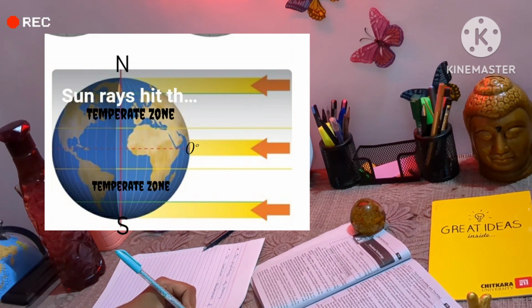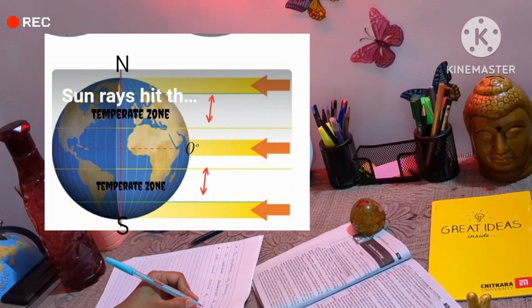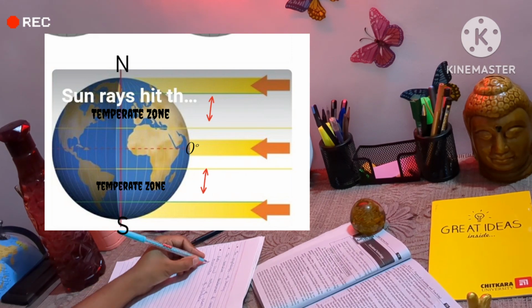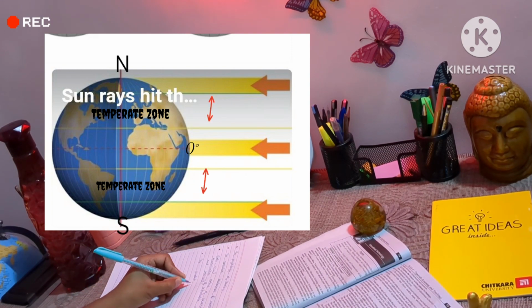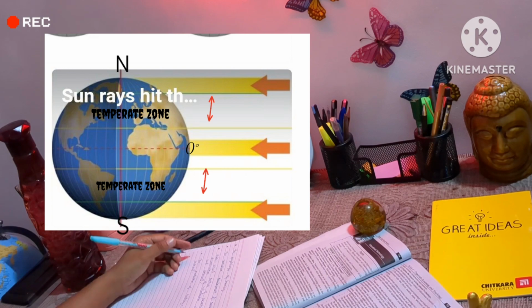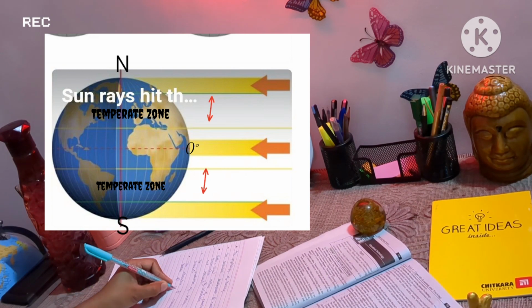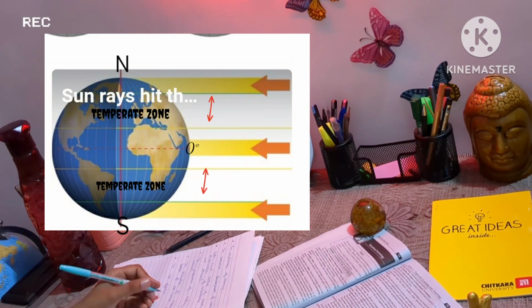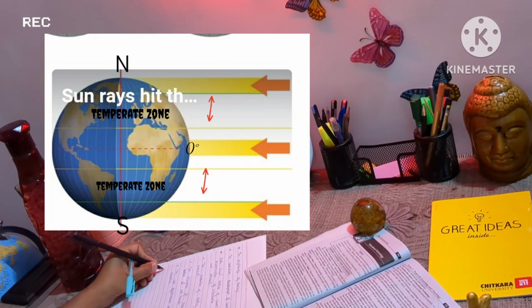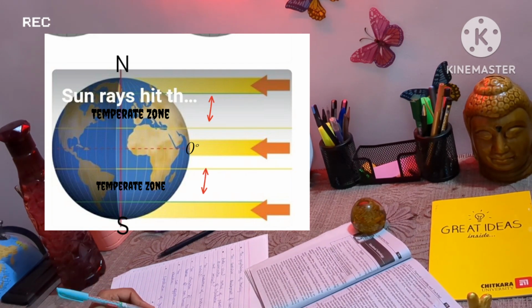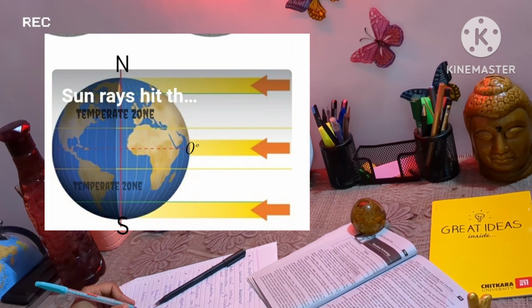Whereas temperate zones have moderate temperature. These are the areas bounded by the Tropic of Cancer and Arctic Circle in the northern hemisphere, and Tropic of Capricorn and Antarctic Circle in the southern hemisphere. The midday sun never shines overhead on the latitudes beyond the Tropic of Cancer and Tropic of Capricorn. These are therefore called temperate zones.